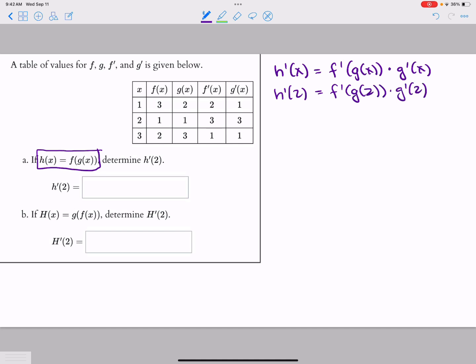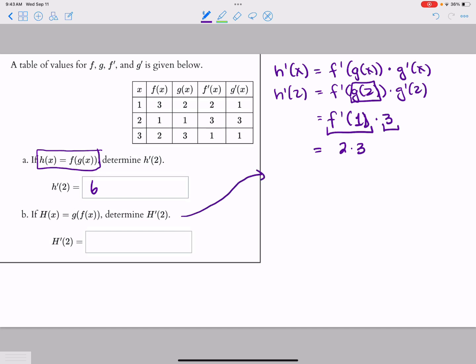And now it's a matter of understanding this notation. So this g of 2 is a value inside f prime. So f prime of, well, g of 2 is 1. And then g prime of 2 is 3. So now I have f prime of 1 times 3. F prime of 1 is 2. So I have 2 times 3, which is 6.